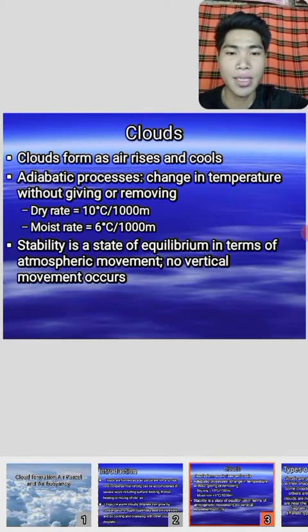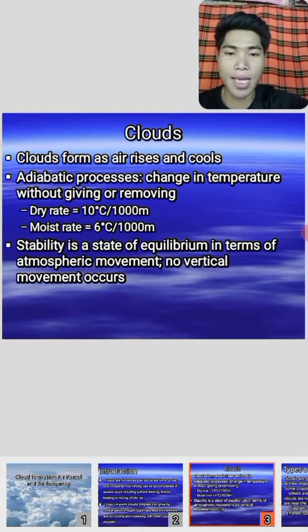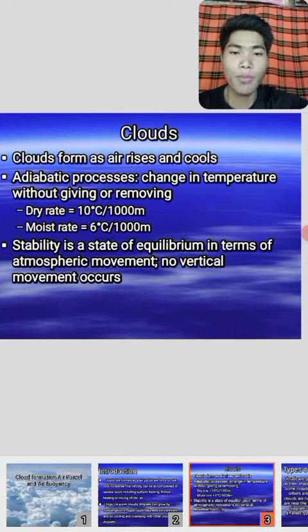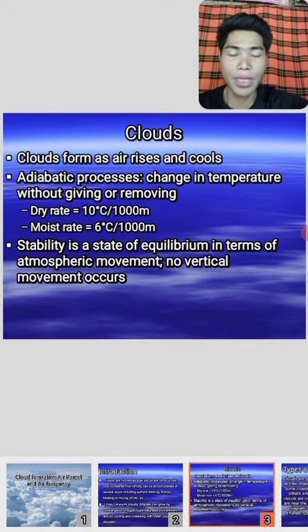Adiabatic process: change in temperature without giving or removing heat. Dry rate: 10 degrees Celsius per 1000 meters. Moist rate: 6 degrees Celsius per 1000 meters. So stability is a state of equilibrium in terms of atmospheric movement. No vertical movement occurs.